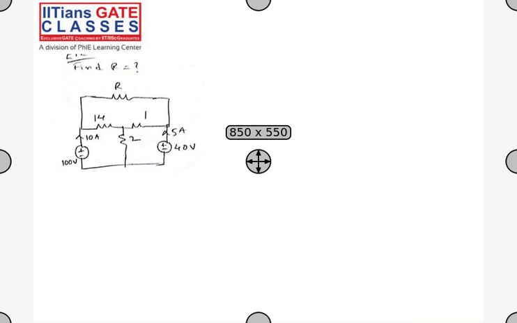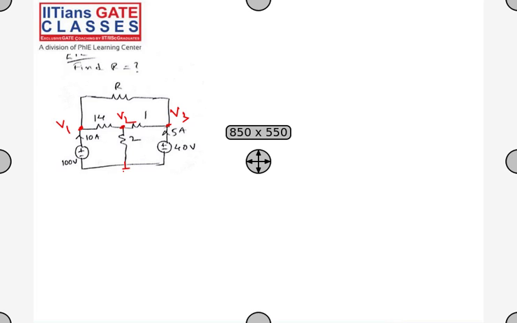Okay, no answers, right? I'll solve it. So you can use mesh analysis or nodal analysis. If I use nodal analysis, I have three nodes, V1, V2, and V3. Out of the three, I know two values. The value of V1 is 100 volts, and V3 is 40 volts directly.